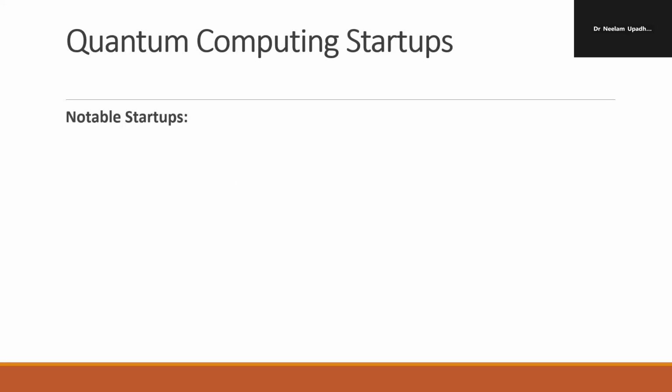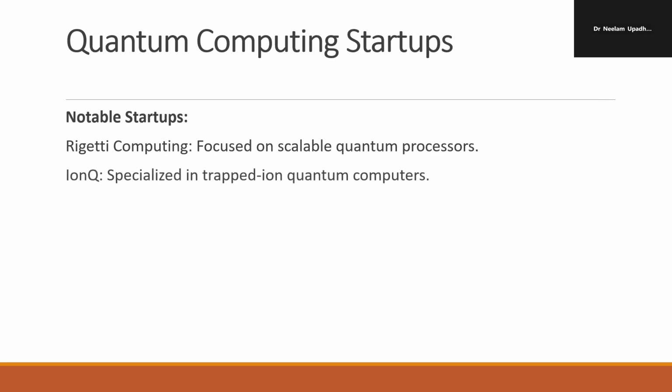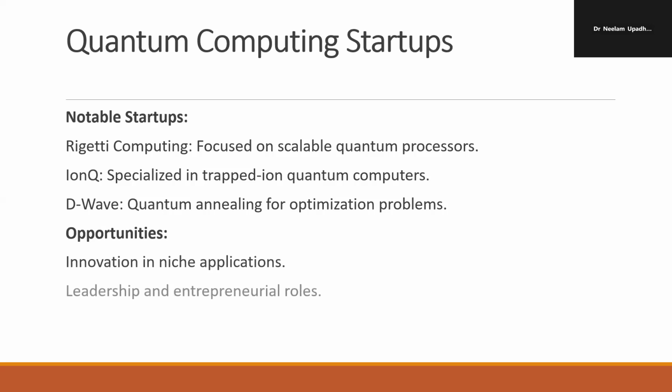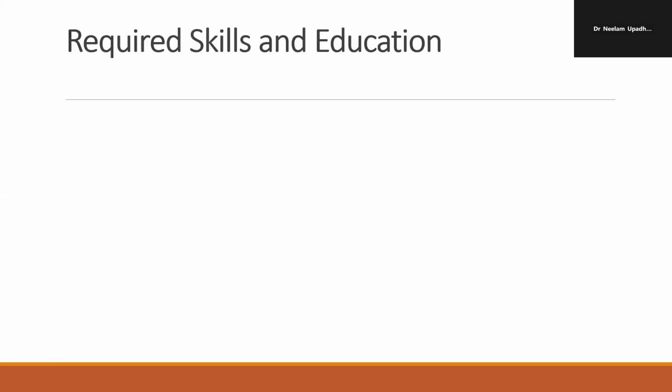Then quantum computing startups. Rigetti Computing focuses on scalable quantum processors. This is one of the standard companies that focuses on scalable quantum processors. IonQ specializes in trapped ion quantum computers. D-Wave focuses on quantum annealing for optimization problems. These are some notable startups where quantum computing is used. Then opportunities: innovation in niche applications, leadership and entrepreneurial roles. These are the various roles available in this field.